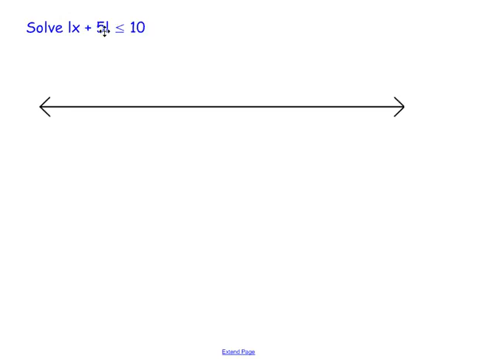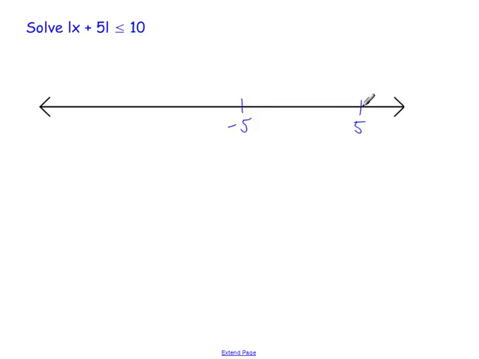What makes this 0 right here inside the absolute value? Well, hopefully we can figure that out pretty easily. -5 would make it 0. And so we want the distance from negative 5 to be less than 10 units. So what's 10 units over this way? Well, that would be 5. Negative 5 plus 10 is 5.